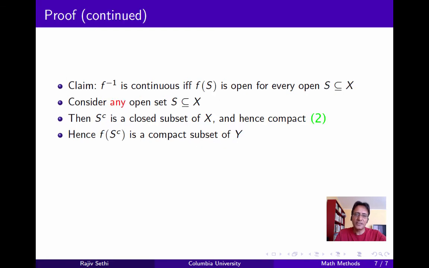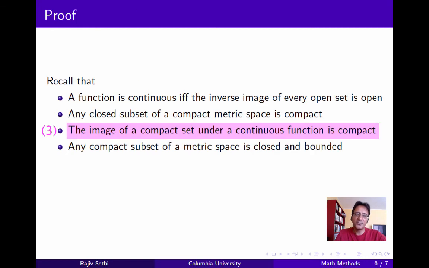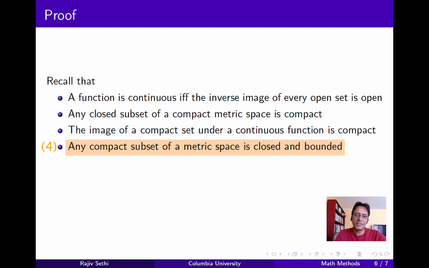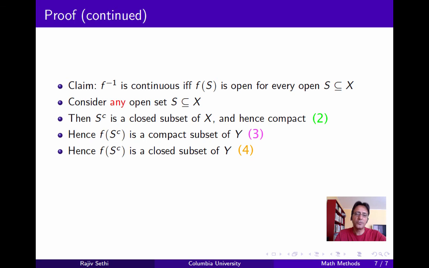Now we'll use the fact that f is a continuous function, so the image of the complement of S must be a compact subset because continuous functions map compact sets to compact sets. And here we're using the third result on this slide, that the image of a compact set under a continuous function is itself compact. And we'll finish up by using the fact that a compact subset of a metric space must be closed and bounded, and in particular it must be closed. So since the image of the complement of S is compact, it must be a closed subset of Y. And here we're using the last result on this slide, which states that a compact subset of a metric space must be closed. So we've shown that the image under f of the complement of S is a closed subset of Y.